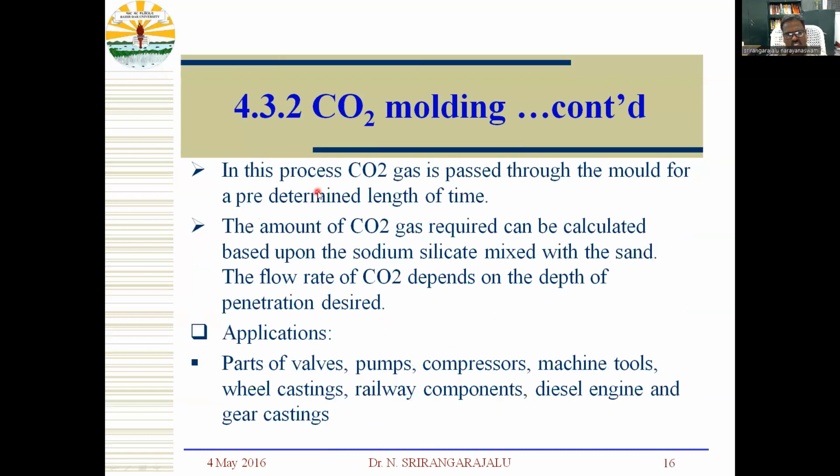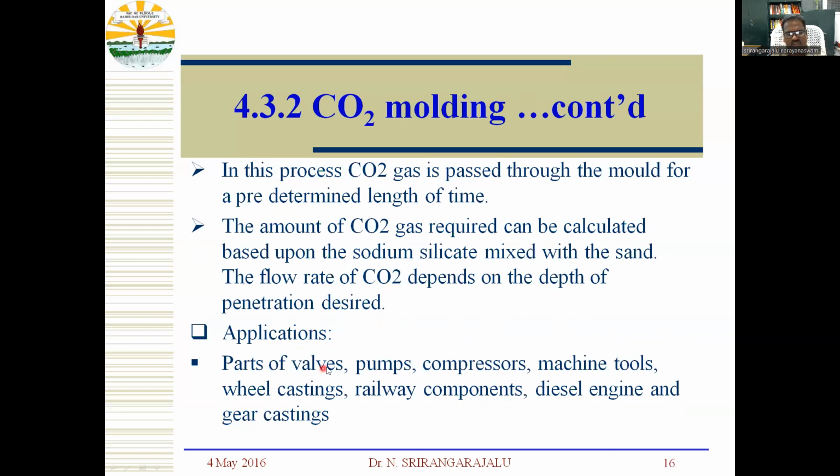In this process, carbon dioxide gas is passed through the mold for a predetermined length of time. The amount of carbon dioxide gas required can be calculated based upon the sodium silicate mixed with the sand. The flow rate of carbon dioxide depends on the depth of penetration desired.